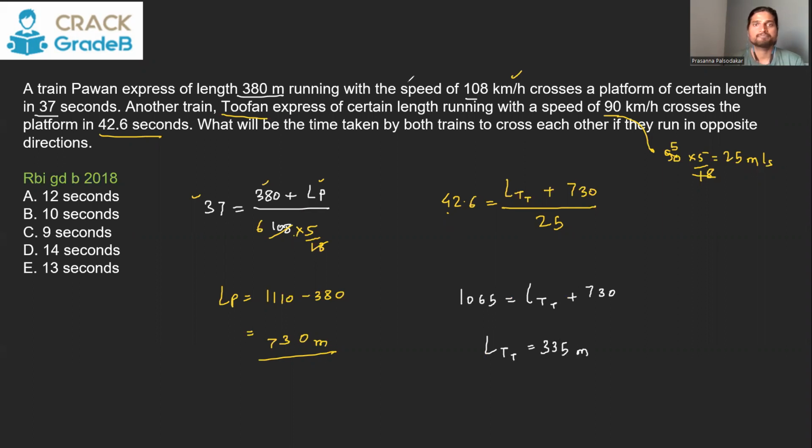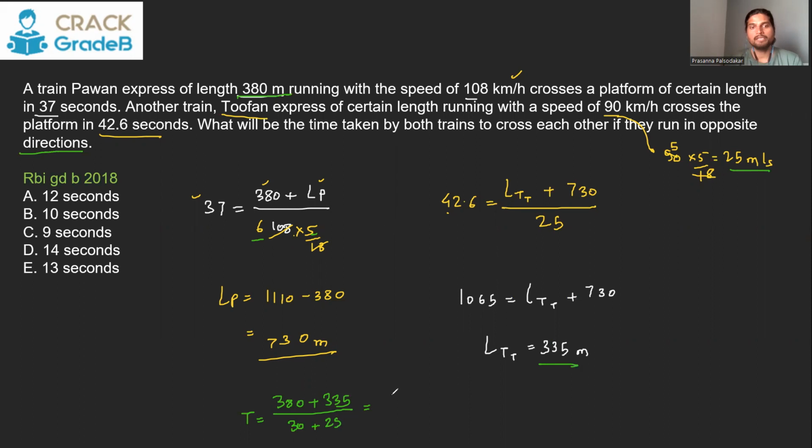335 meters. Now we have to calculate how much time they will take to cross each other in opposite direction. So time to cross each other in opposite direction, the formula is length of train 1, which is 380, plus length of train 2, which we just calculated, 335, upon speed of train 1. We already have converted that. That was 30. 6 into 5, 30. Plus speed of train 2, which we already converted as 25.